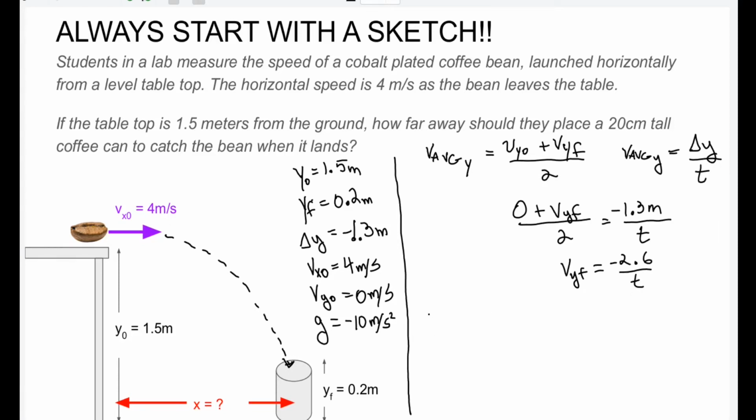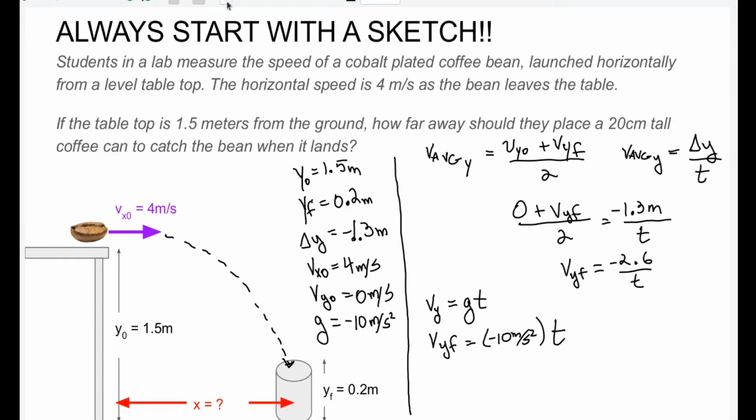What other information do we know? We know that this coffee bean begins with no vertical speed as it leaves the horizontal table, but its speed is always going to increase. So Vy, as a function of time, is going to be how quickly it's accelerating, the acceleration due to gravity, times how much time is going by. So I know that my final Vy is going to be that acceleration due to gravity, which is negative 10 meters per second squared, times how long it has to fall, which we're calling t.